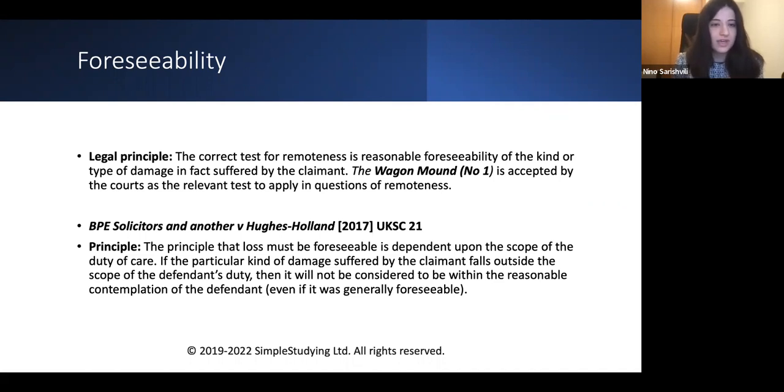And you could also consider the case of BPE Solicitors and another. Here, in this case, the principle that loss must be foreseeable is dependent upon the scope of the duty of care. If the particular kind of damage suffered by the claimant falls outside the scope of the defendant's duty, then it will not be considered to be within a reasonable contemplation of the defendant, even if it was foreseeable. So foreseeability is not the only consideration. We should also consider that the duty of care was definitely there. So all the elements plus the foreseeability, which is the key consideration for remoteness.